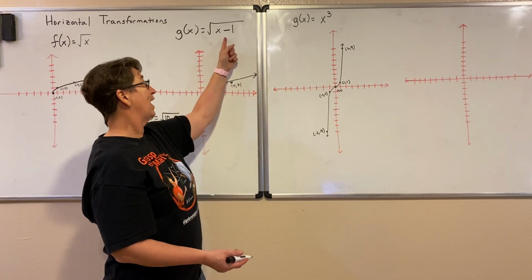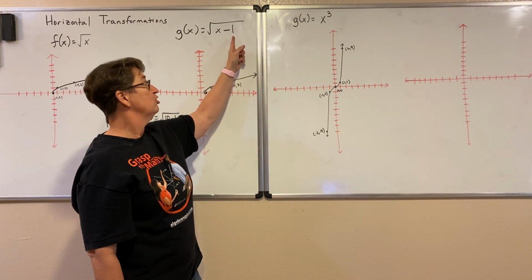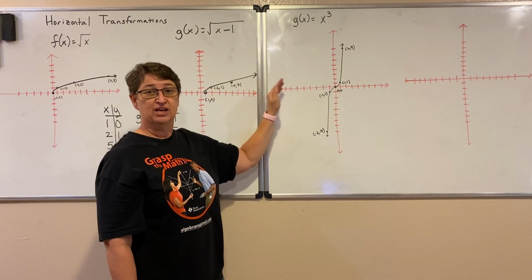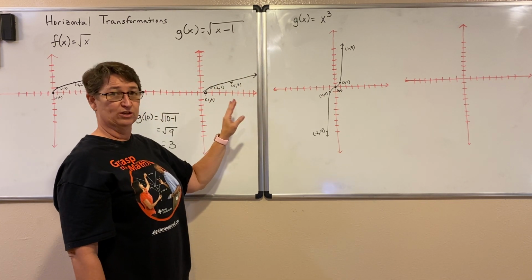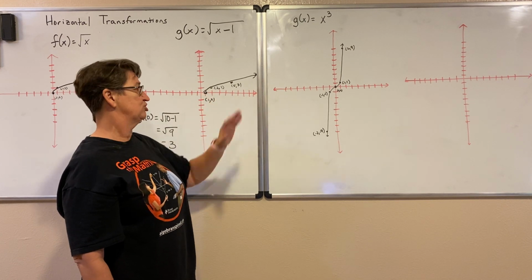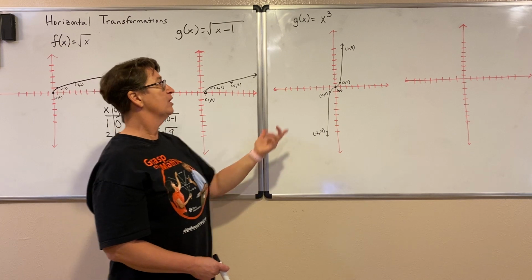So instead of subtracting 1 from all our x values, we just added 1 to all our x values, and it shifted the function to the right one spot. We had a horizontal translation, just shifted it to the right one spot.